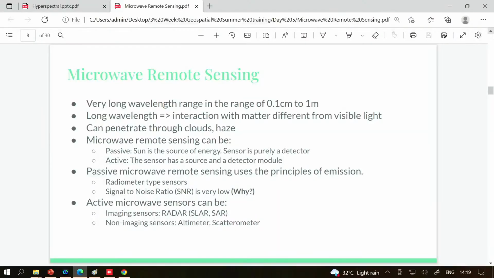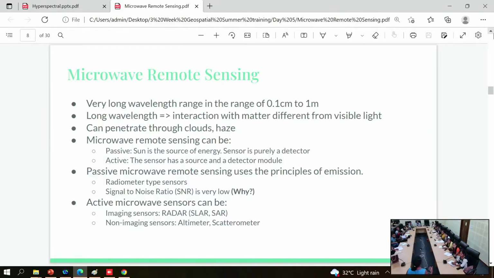In passive mode, the instruments are called radiometers, but generally there is a lot of noise in it, so much noise that it is really difficult to distinguish from the signal. While it has its own uses, the spatial resolution is very, very large. So, spatial resolution is large so that we will be able to maximize on the signal and minimize on the noise. That is how it is for passive microwave remote sensing.